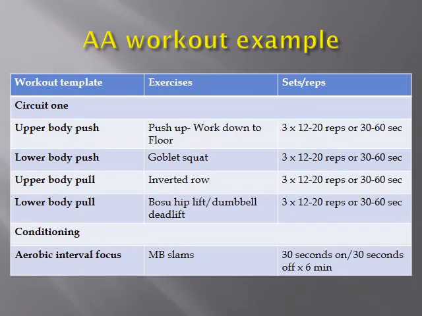Now, with anatomical adaptation, the difference with this one is that we only have one circuit. We're performing each exercise back to back for either 12 to 20 reps or 30 to 60 seconds. And the idea behind this is that we're trying to get a total body training effect here. We're placing more things back to back because the objective is to get the heart rate up and, truthfully, to create some degree of muscular fatigue.